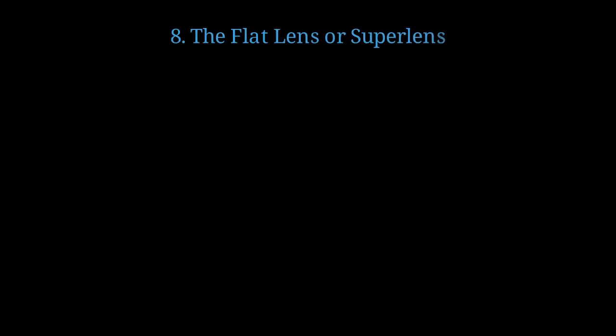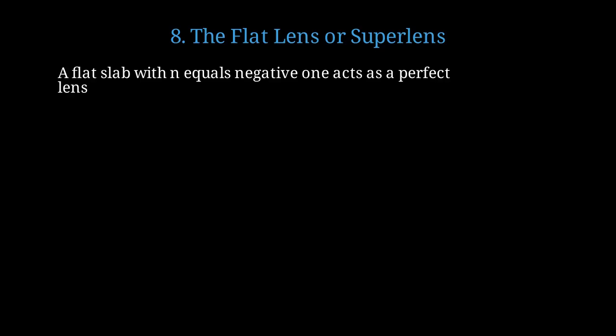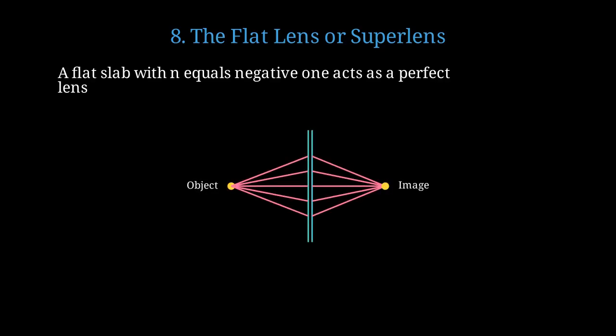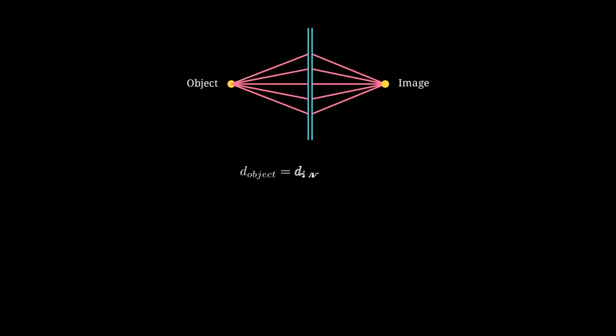One of the most exciting applications is the flat lens, also called Pendry's superlens. Remarkably, a flat slab of material with refractive index exactly -1 can focus light perfectly. A point source on one side creates a perfect point image on the other side, with the slab focusing all rays, including evanescent waves. For a slab of thickness d, the object and image distances both equal d, creating symmetric focusing. Unlike conventional lenses that require carefully curved surfaces, this flat slab focuses perfectly through negative refraction.